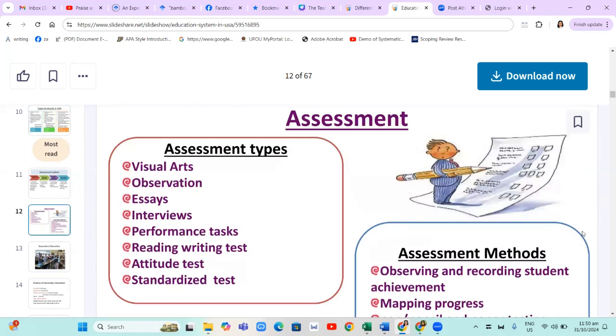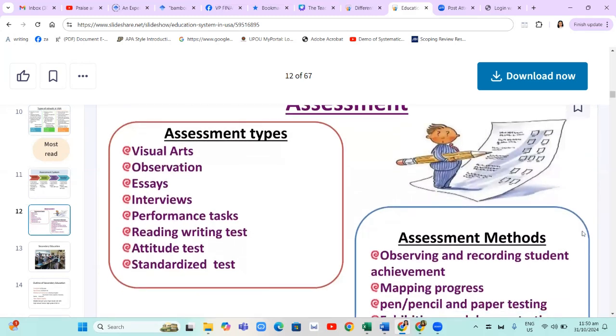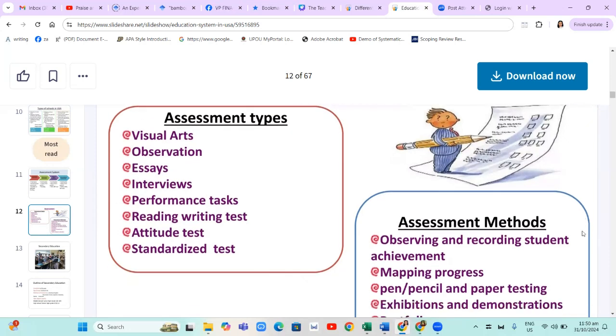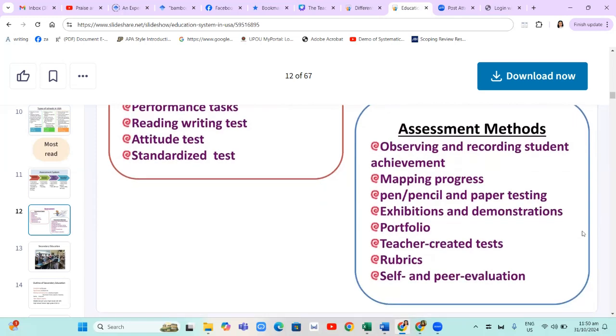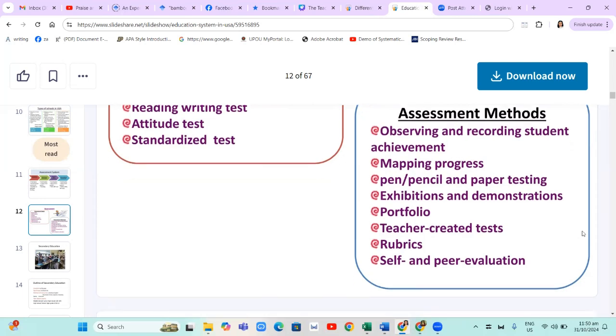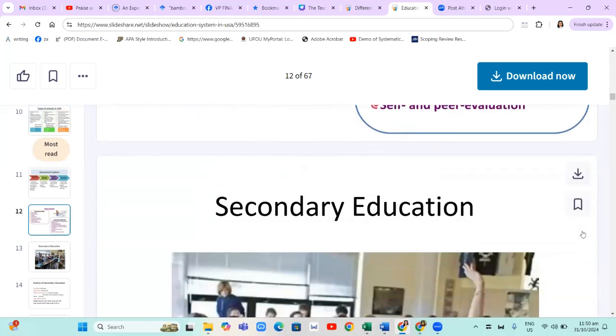So the assessment types: visual arts, observation, essays, interviews, performance tasks, reading and writing tests, attitude tests, and standardized tests. The assessment methods include observing and recording student achievement, mapping progress, pen and paper testing, exhibitions and demonstrations, portfolio, teacher-created test, rubric, and self and peer evaluation.